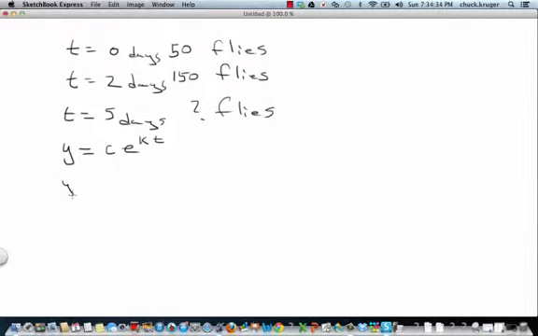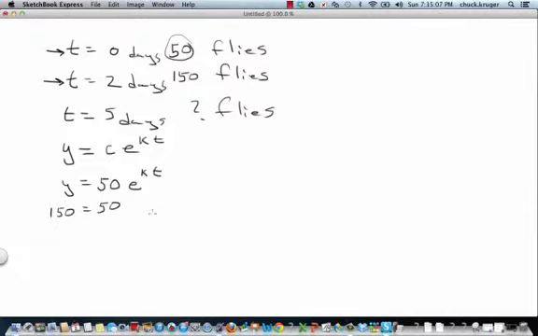Well, the first thing we can see is that right away my initial value right here at time 0 is 50, so c is going to be 50. The reason is if I put 0 in for t, k times 0 would be 0, e to the 0 would be 1, and I'd be left with 50. So now I just need to figure out my k. I move down the line and use this particular value.